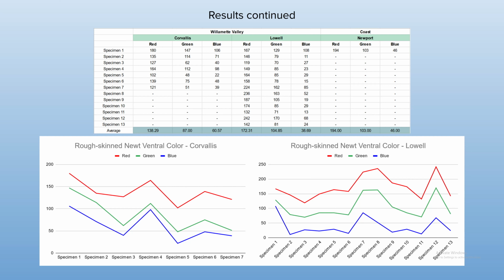It's incredibly consistent, and I was surprised, and I wonder if this would hold true if we expanded this research to other populations, maybe up to British Columbia, up to Alaska.